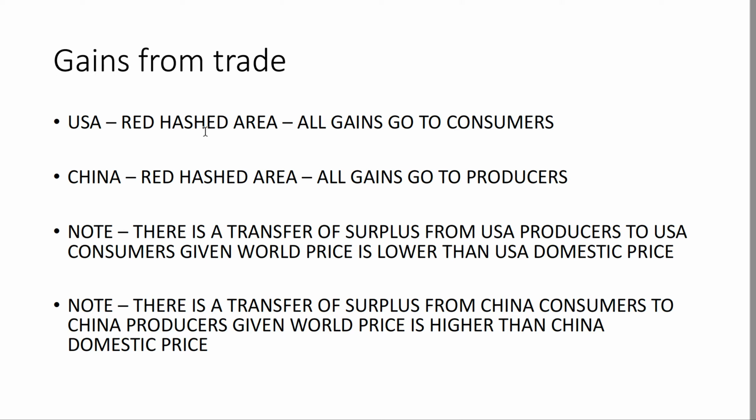Right? The red hashed area in the US, all gains go to consumers. Red hashed area in China, all gains go to producers, right? And note there's a transfer of surplus from producers to consumers in the US. And just the opposite, there's a transfer of surplus from consumers to producers in China.